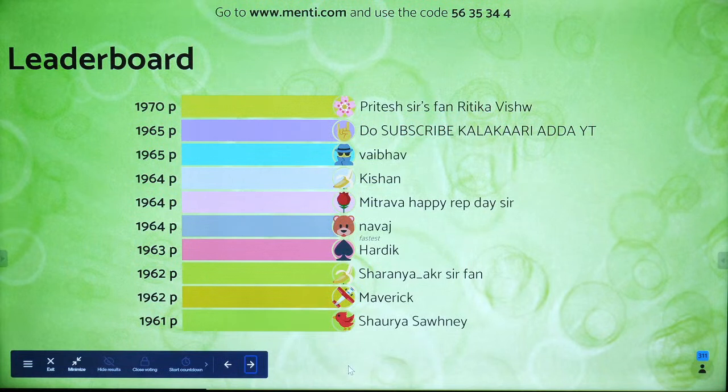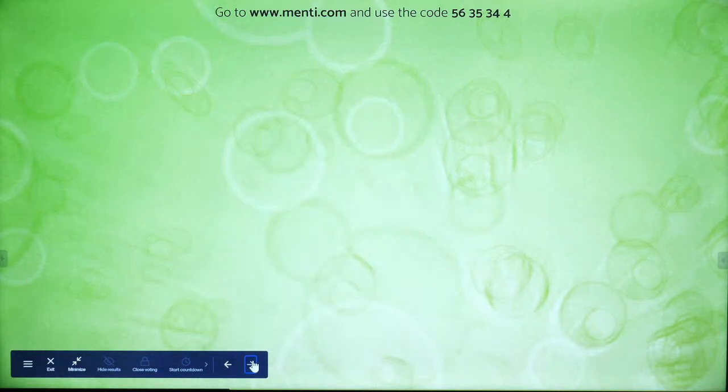Nawaz, Hardik, Sharanya, Maverick, and Shaurya. So that is the leaderboard, and Ritika is leading the leaderboard with 5 points, with a tie between Kalakari Adda and Vaibhav, and Kishan, Mitrava, Nawaz, and a tie between Sharanya and Maverick. That's amazing. Chalo. So guys, let us move on to the next question.